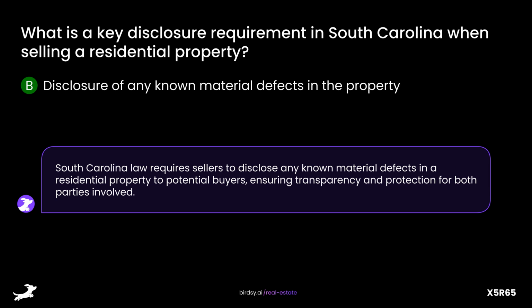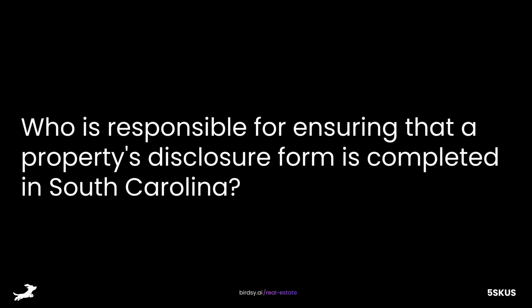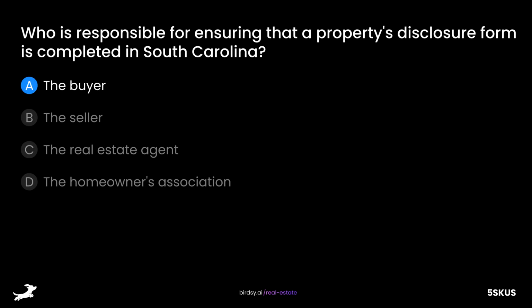South Carolina law requires sellers to disclose any known material defects in a residential property to potential buyers, ensuring transparency and protection for both parties involved. Who is responsible for ensuring that a property's disclosure form is completed in South Carolina? Is it A, the buyer, B, the seller, C, the real estate agent, or D, the homeowners association? The answer is B, the seller.